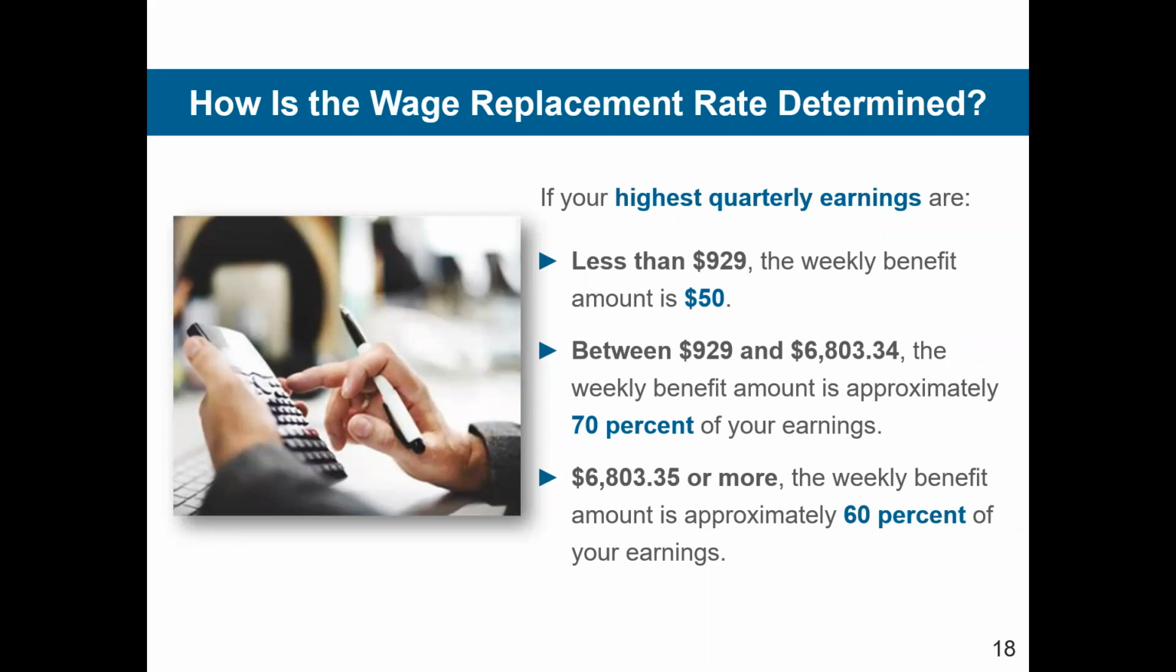If your employee's highest quarterly earnings are $6,803.35 or more, the weekly benefit amount is approximately 60% of their earnings. So based on the previous example, with the highest quarterly earnings being $15,657, their wage replacement rate would be 60%.